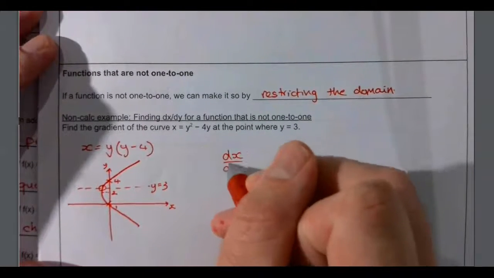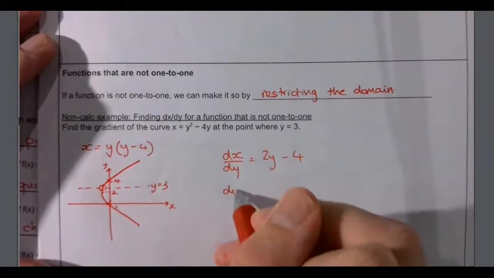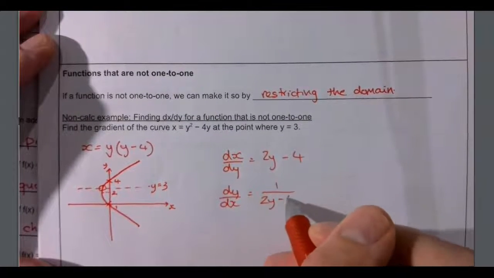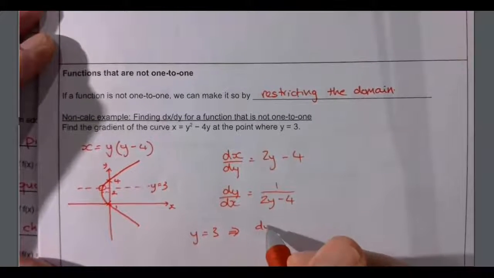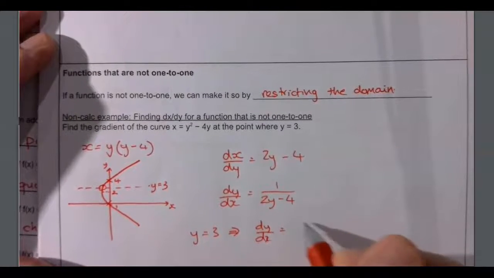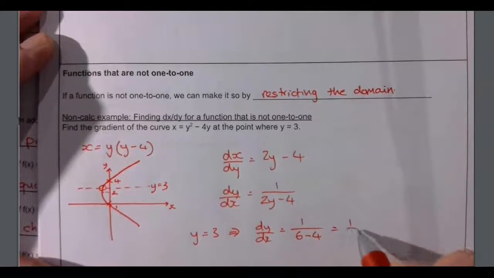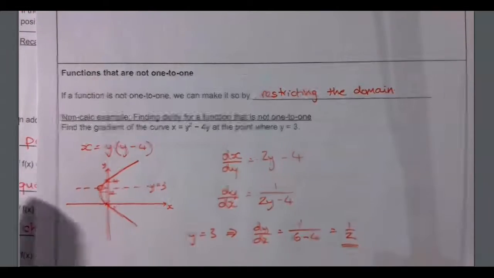We find dx by dy, which is going to be 2y minus 4. That means that dy by dx is 1 over (2y minus 4). And if y equals 3, there's no ambiguity, then dy by dx is 1 over (6 minus 4), which is a half. And that's the gradient at the point we're interested in.